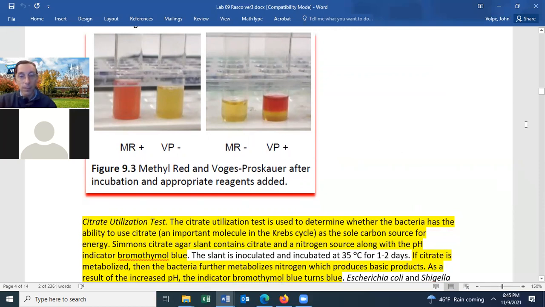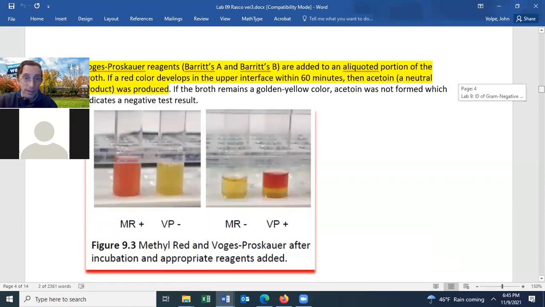Any questions about the MR or the VP test? Like I said, you usually inoculate one tube and then divide it into two, running MR on half the tube and VP on the other half of the tube.